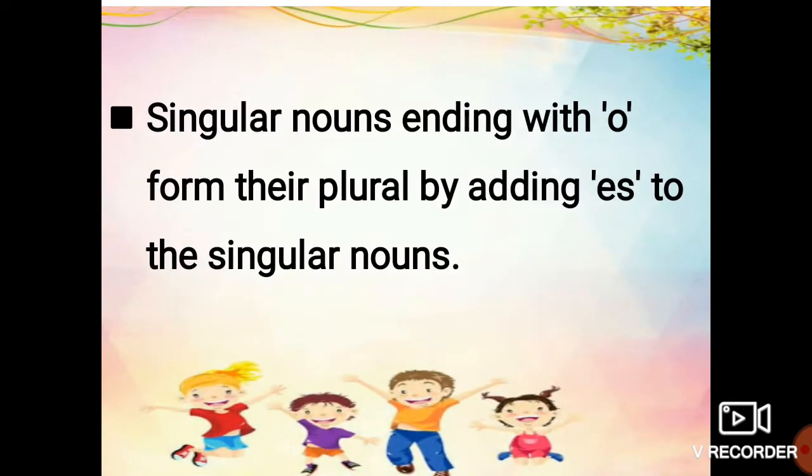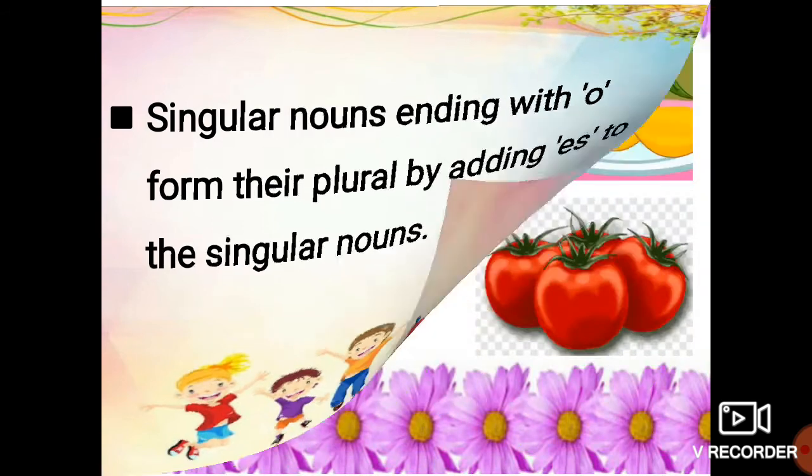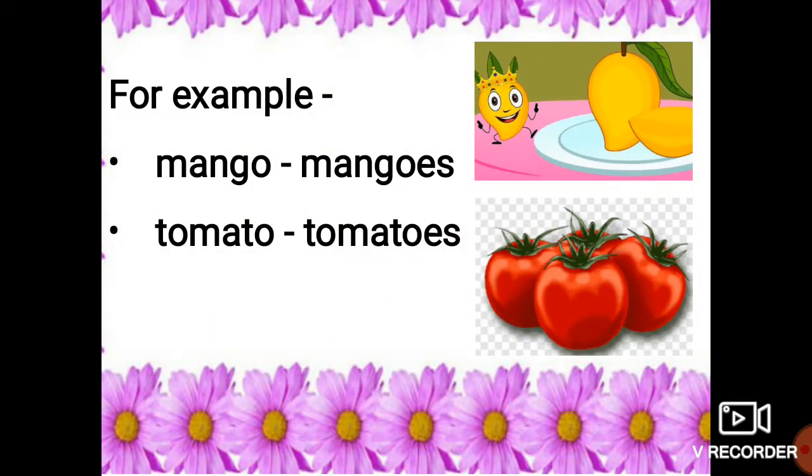Next, singular nouns ending with o form their plural by adding es to the singular nouns. For example, mango becomes mangoes, tomato becomes tomatoes. So, as you can see in the given examples, the singular nouns are ending with the letter o, but they are made plural by adding es to the given singular nouns.